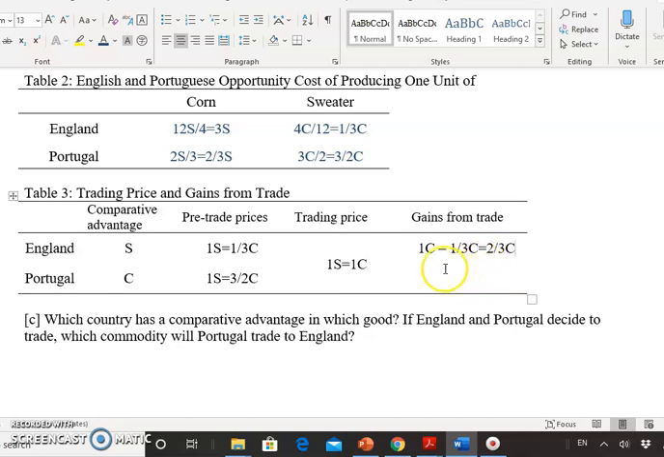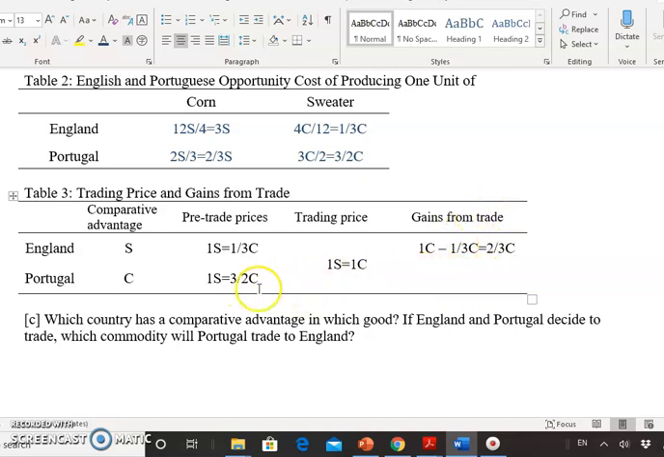In other words, we could say that corn becomes less expensive in England. Or you could say with each sweater English people produce, they can exchange more corn with free trade. So they can get more. Of course, that's the gains from trade.